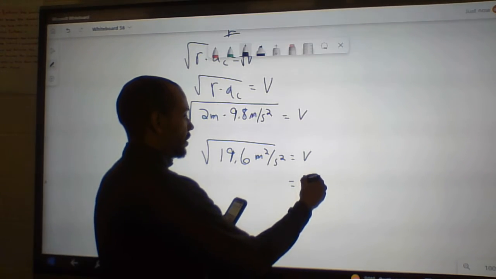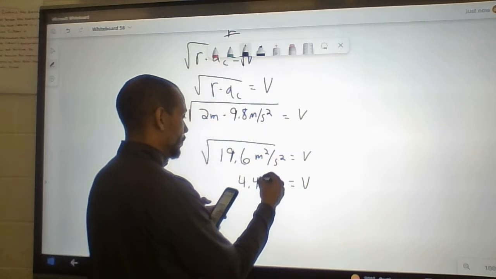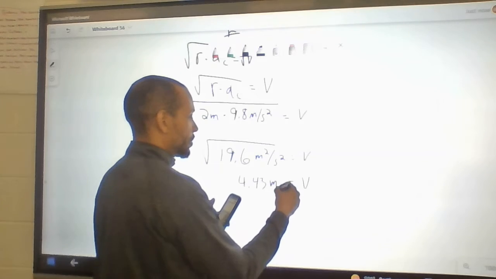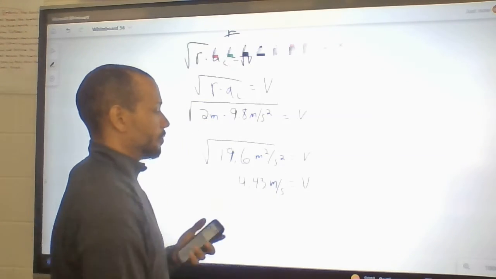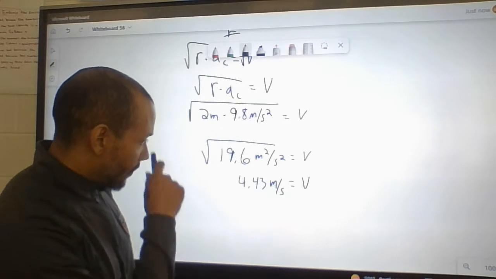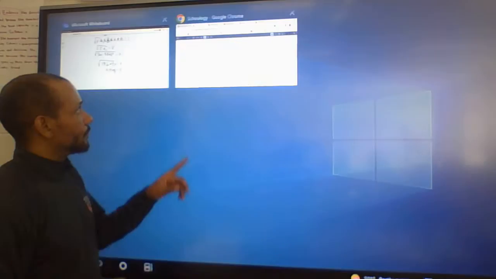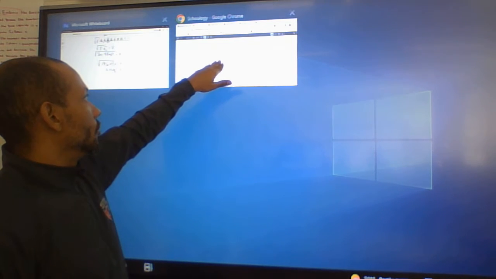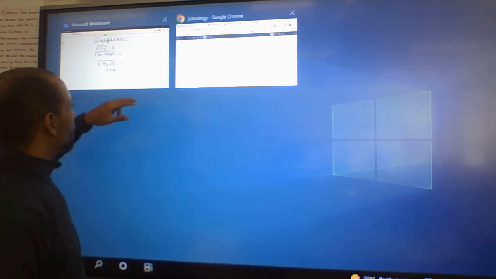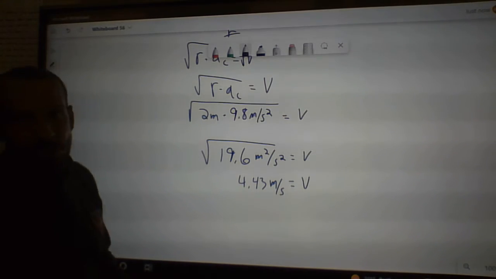So now we get velocity is going to be equal to 4.43. Square root of meter squared, square root of second squared is meter per second. And then I just want to make sure that this is a unit for velocity, and it is. All right, so that's number 2. So we know the speed at which centripetal acceleration is equal to gravity. All right, so now we'll go to the next one.